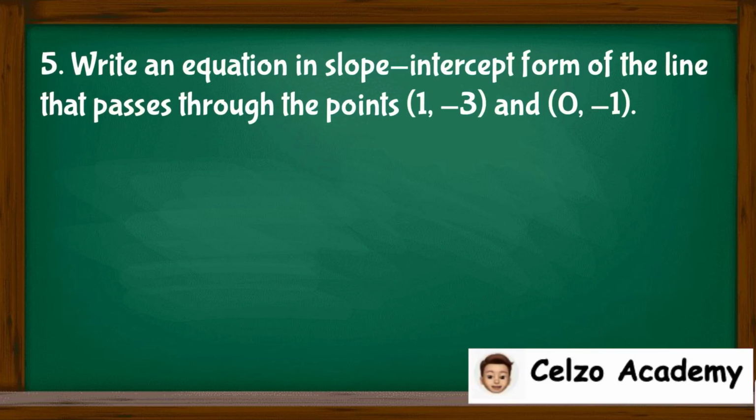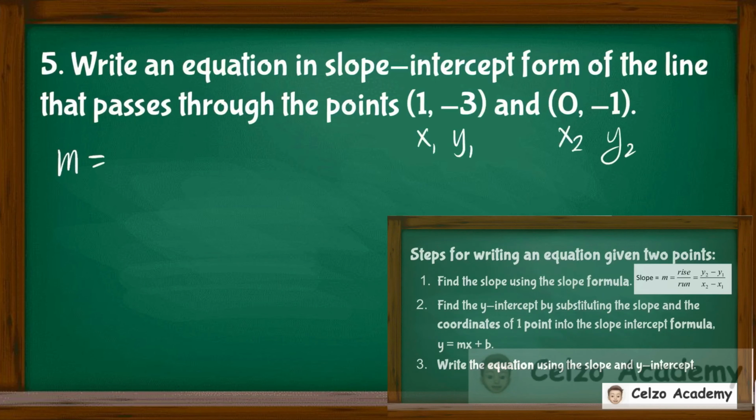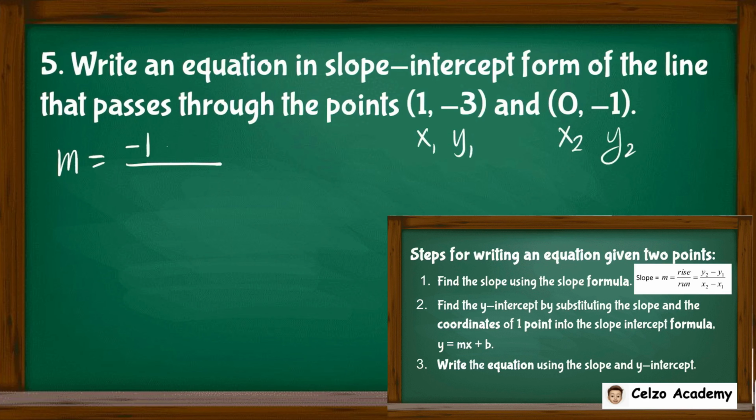Question number 5. Write an equation in slope-intercept form of the line that passes through the points (1, -3) and (0, -1). The first point is our x sub 1, y sub 1, and the second point is x sub 2, y sub 2. Using the slope formula, y2 is -1 minus y1 is -3, over x2 is 0 minus x1 is 1. So m is equal to -1 plus 3, that's 2, divided by -1. So the slope here is -2.